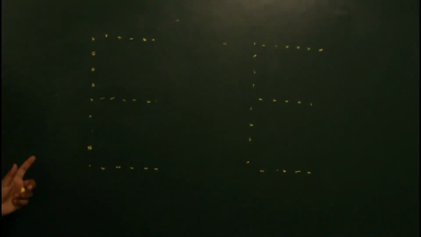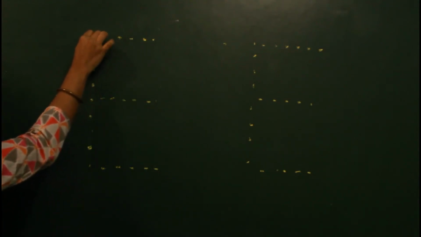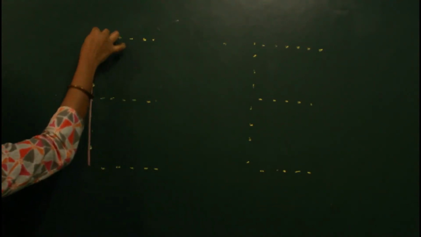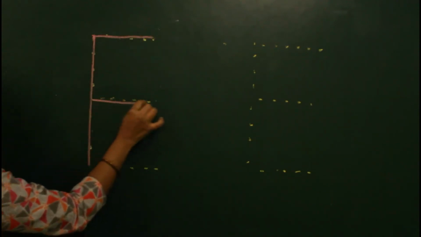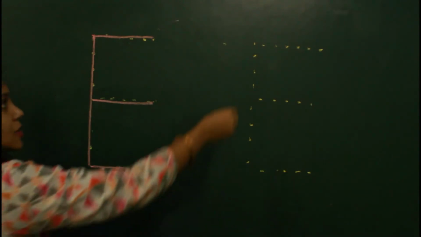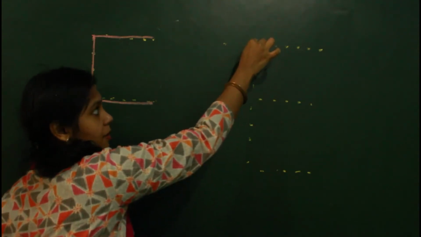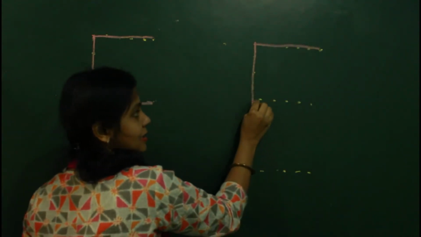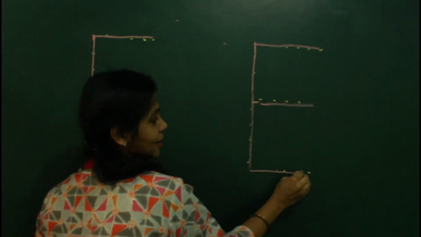Now children, let's see how to trace big E and small E. Okay children, this is letter E. We have dotted lines here. Let's see how to trace letter E. First, we have to start from here, then draw a standing line. Then go here, sleeping line, sleeping line, sleeping line. One more time, start from the top, bring down, standing line, sleeping line, sleeping line, sleeping line. Three sleeping lines. Okay, this is how to trace letter E, big E.